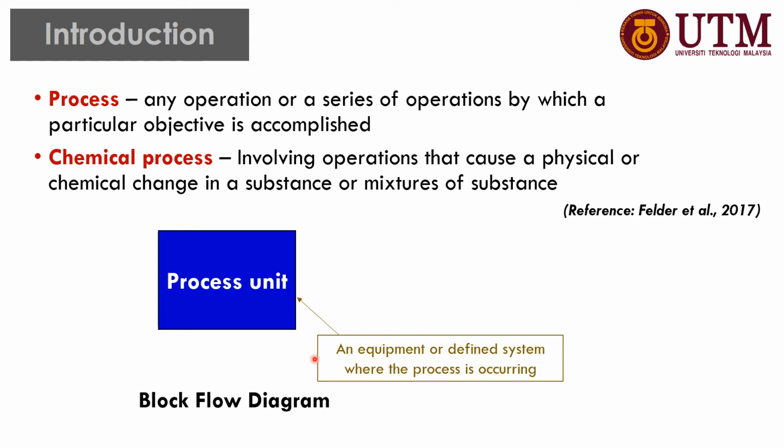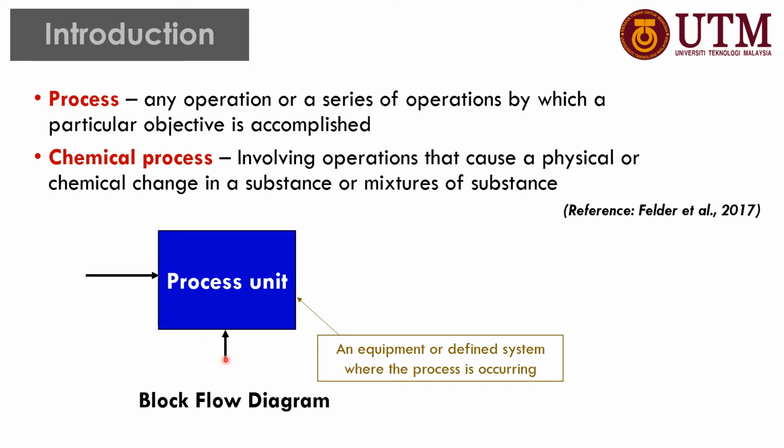Okay, so another component of the block flow diagram are arrows. So we have these arrows. These arrows represent streams that contain materials. They contain substances, chemicals, materials. There are many words that we can define. So they contain all those compounds.